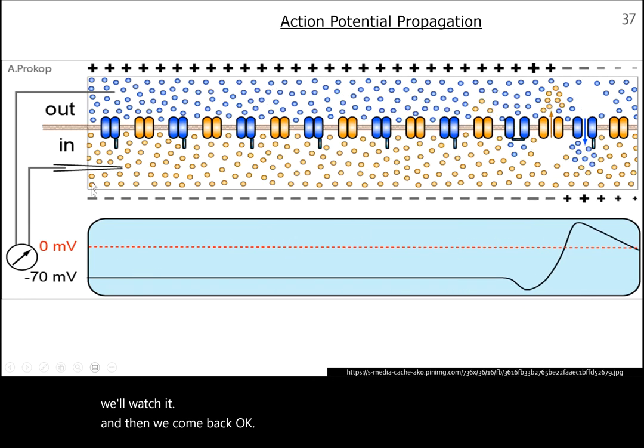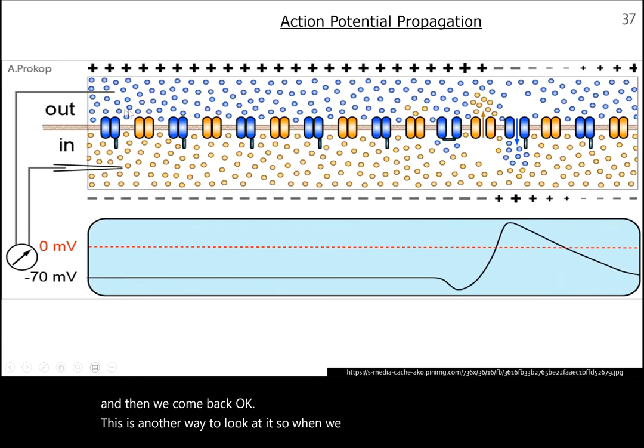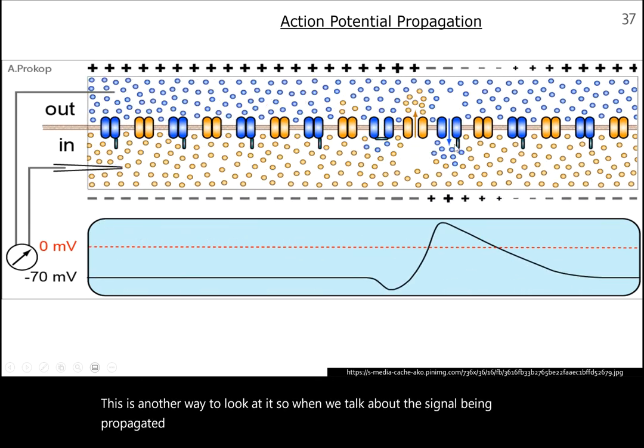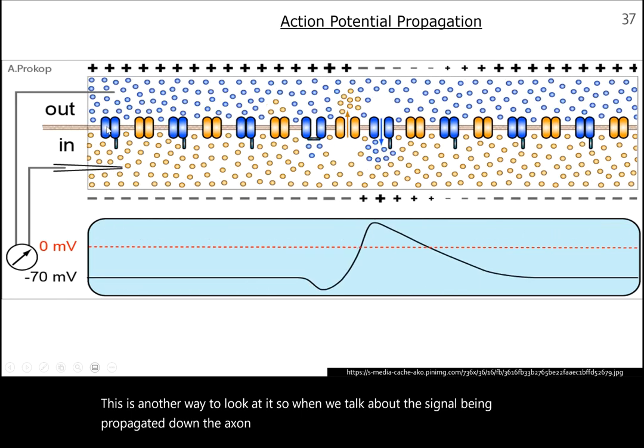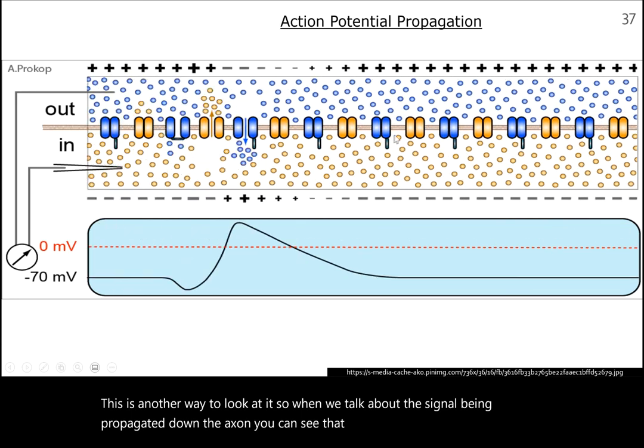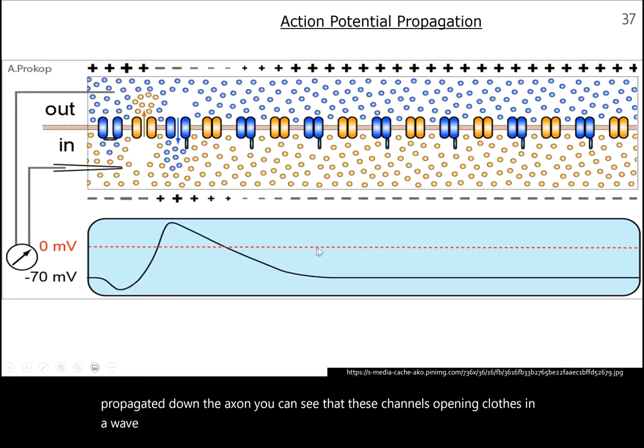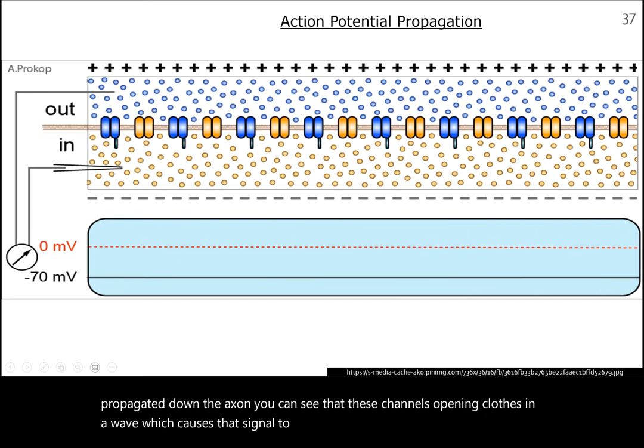This is another way to look at it. So when we talk about the signal being propagated down the axon, you can see that these channels open and close in a wave, which causes that signal to transmit down the axon.